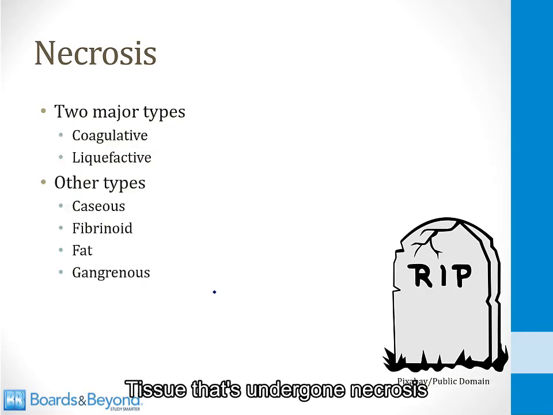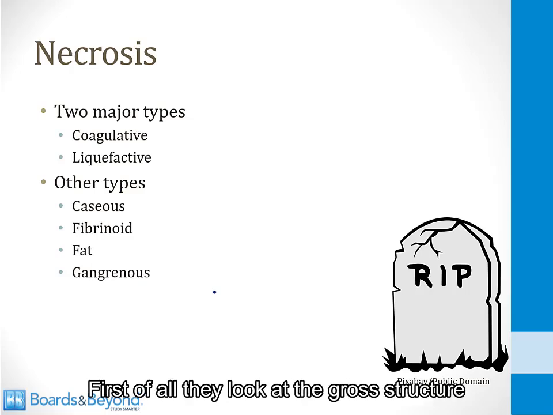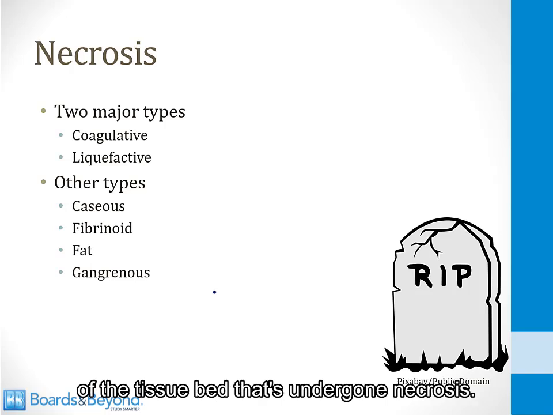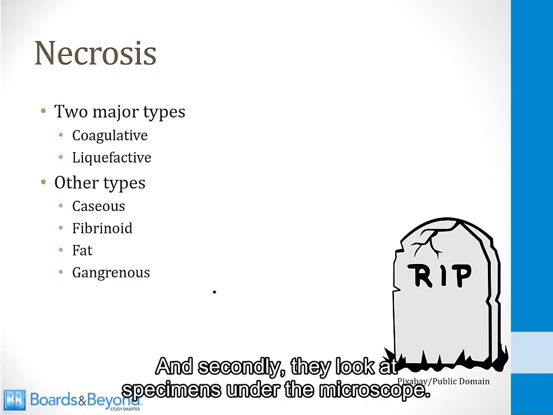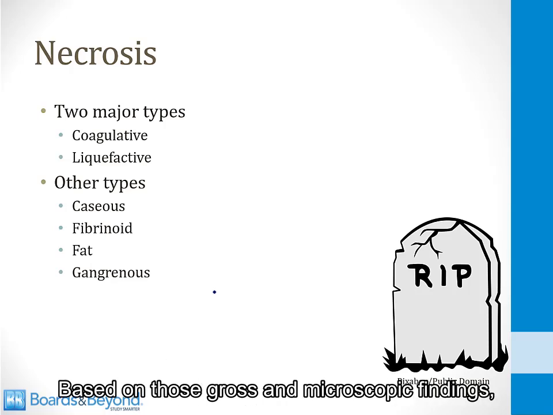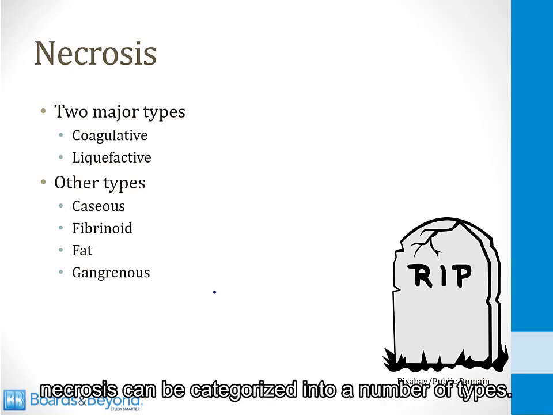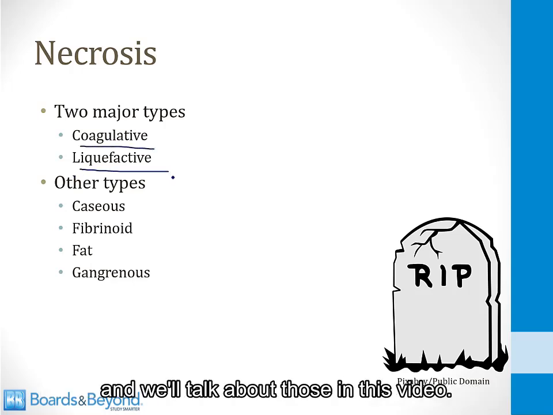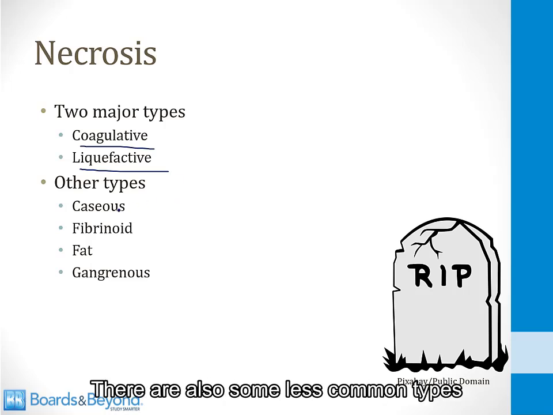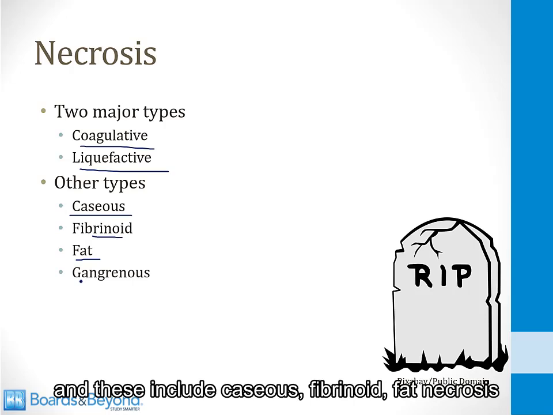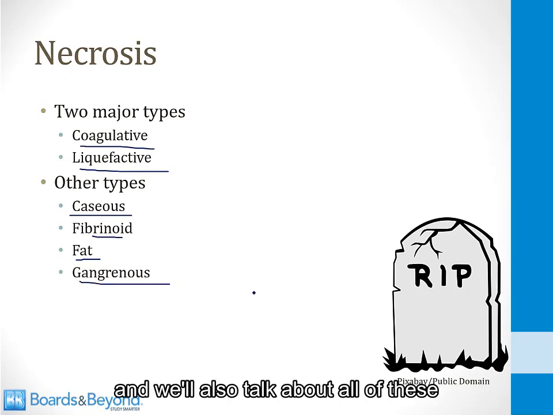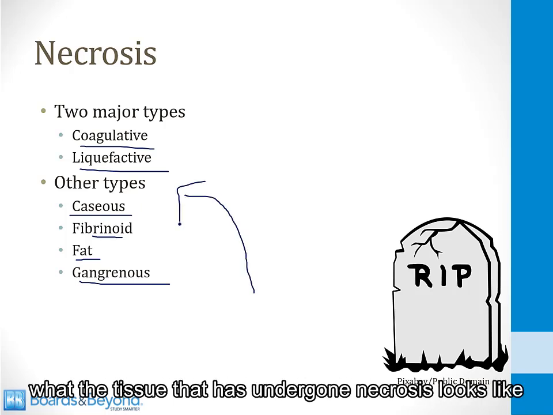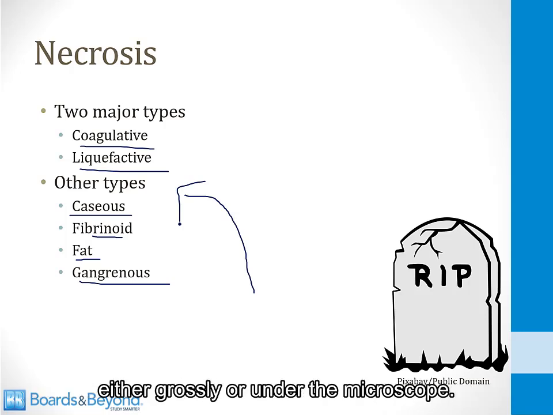Tissue that's undergone necrosis is examined by pathologists in two ways. First of all, they look at the gross structure of the tissue bed that's undergone necrosis, and secondly, they look at specimens under the microscope. Based on those gross and microscopic findings, necrosis can be categorized into a number of types. The two major types are coagulative and liquefactive, and we'll talk about those in this video. There are also some less common types, and these include caseous, fibrinoid, fat necrosis, and gangrenous necrosis, and we'll also talk about all of these. But the point to understand is that these are all determined based on what the tissue that has undergone necrosis looks like, either grossly or under the microscope.